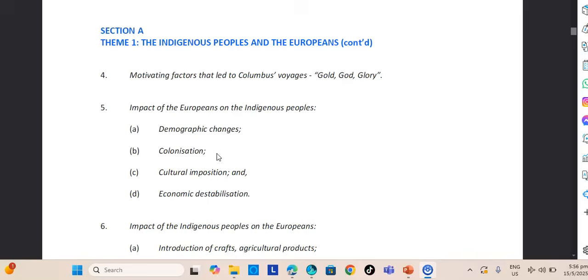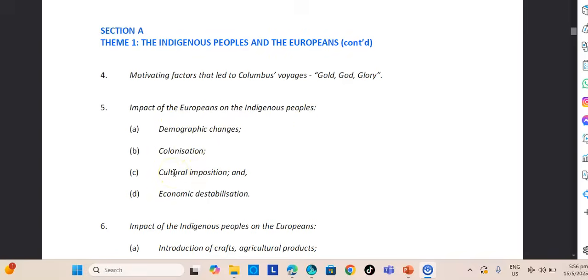Another impact in terms of colonization that you could talk about was enslavement and labor systems. The indigenous people were enslaved and exploited. They were forced to work on sugar plantations, in mines, or as domestic laborers. This exploitation contributed to poverty, suffering, and further depopulation.